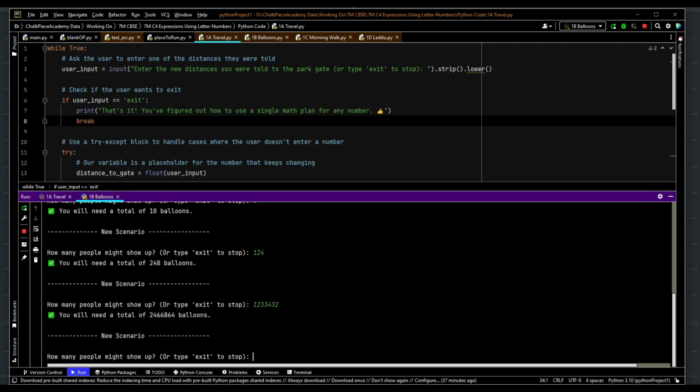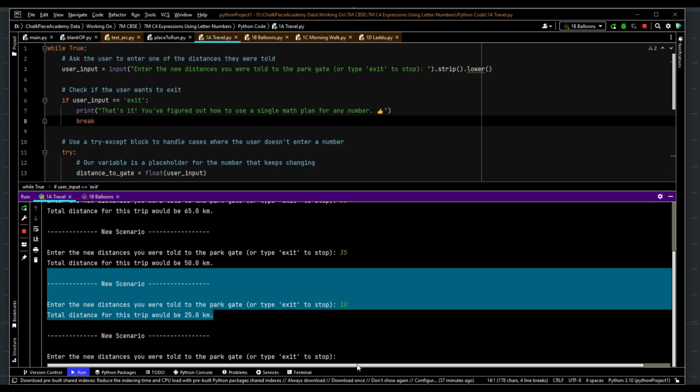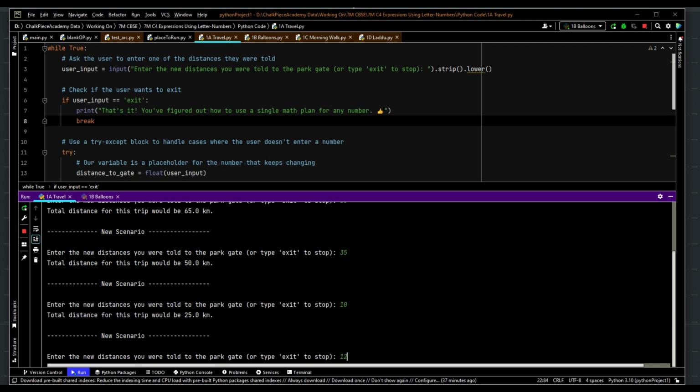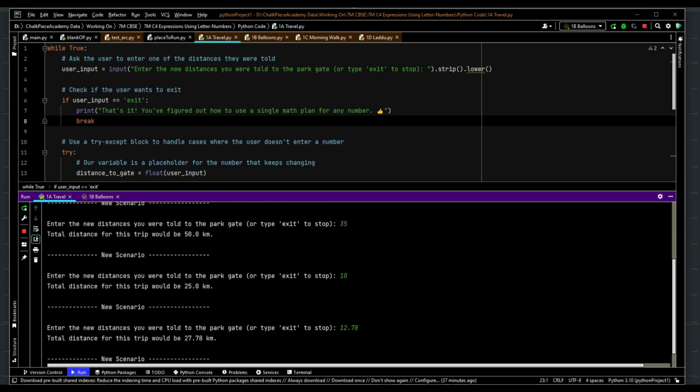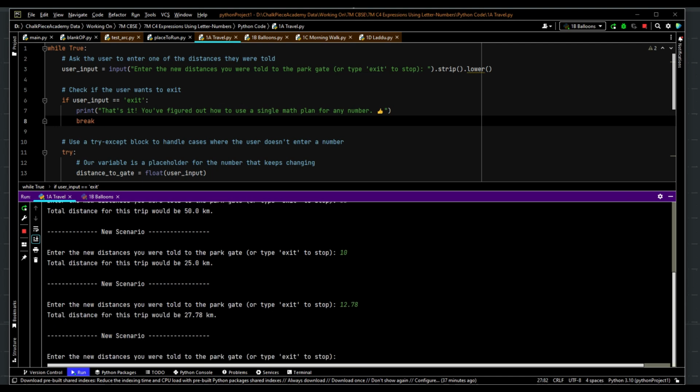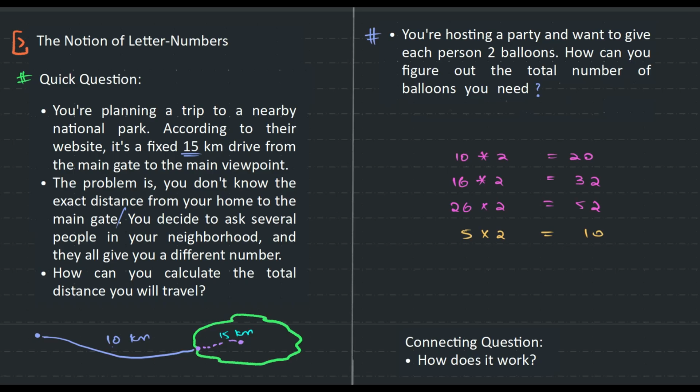Say you are traveling, 12.5 or 78 kilometers. So even with any number, even with digits, it's able to give me the exact answer. It just takes a fraction of a second. How is it able to do that?